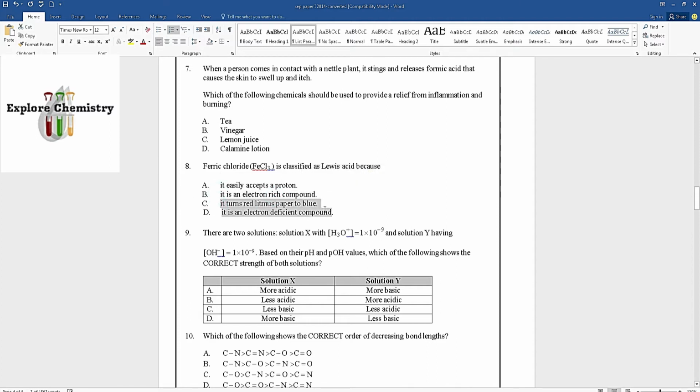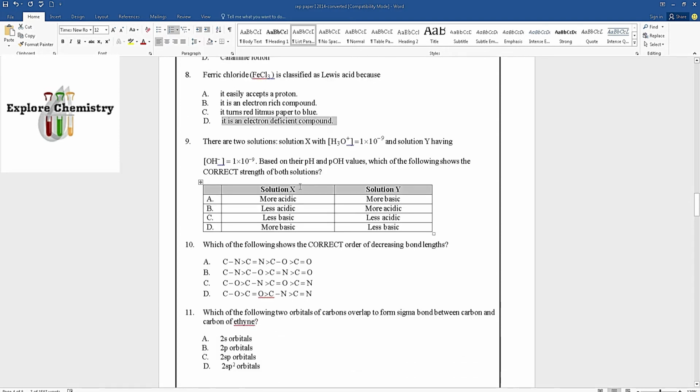It turns red litmus paper? No, it will turn blue litmus paper red. It is an electron deficient compound. This is the correct option for Lewis acid. Therefore, acids can accept a lone pair of electrons because they have fewer electrons present in the valence shell.